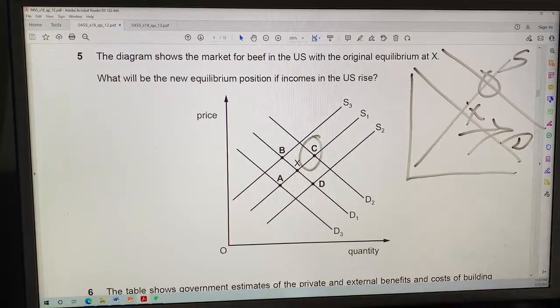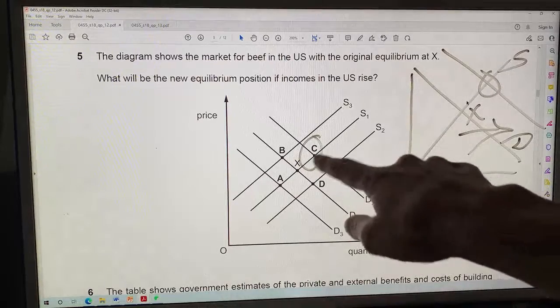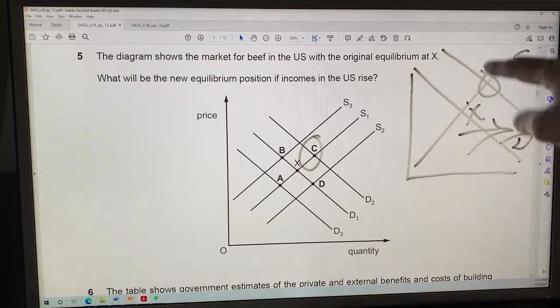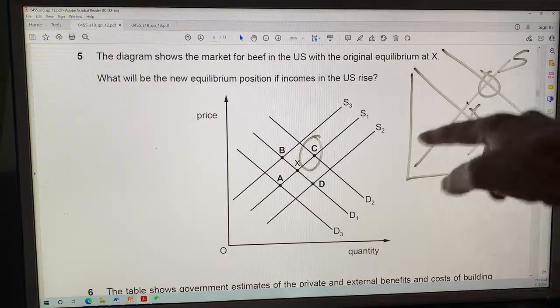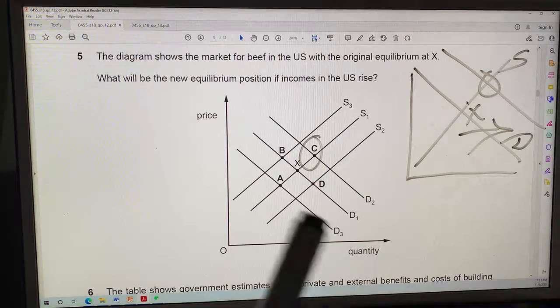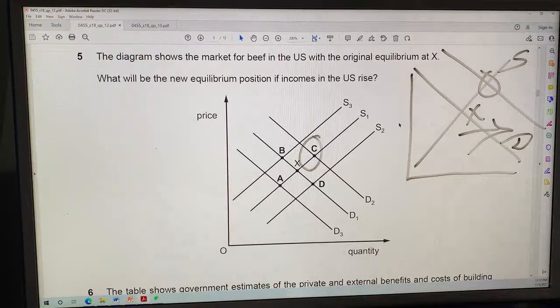So 5 is C. For these graphs, I always draw in the booklet. I draw a very brief graph and I move the curves. So the answer for 5 must be C, right? Incomes increase, that will shift the demand curve to the right.